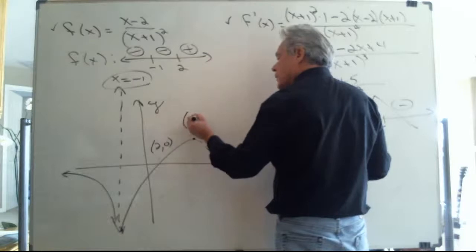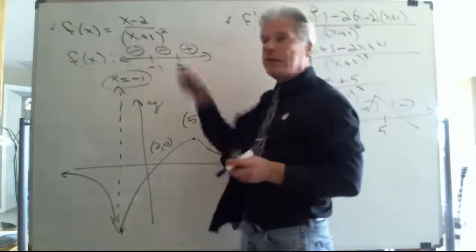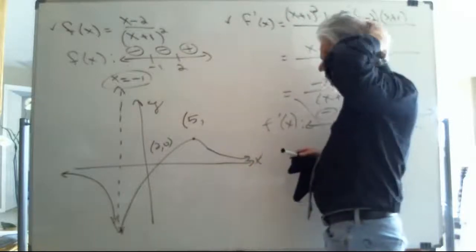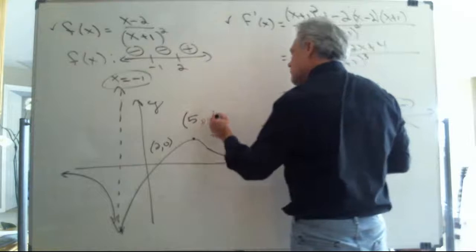It occurs at the point whose x coordinate is 5, whose y coordinate can be found by plugging 5 in for x here. Is that 3 over 36? I think 1 over 12.